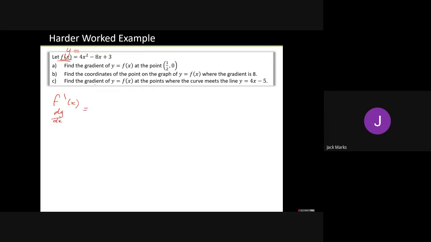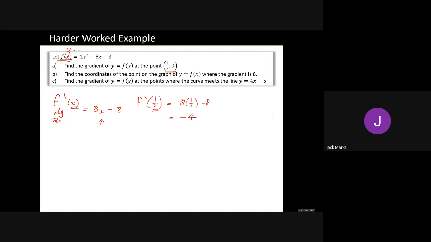Okay, so 4x squared, so that's 8x minus 8. We want to find it at the point a half, 0. So you need to put in there a half. The correct way of writing the notation is you say f dash and then you say a half. It means you're changing the x's to being a half. And that equals 8 times a half minus 8. So that's 4 minus 8, so it's minus 4.